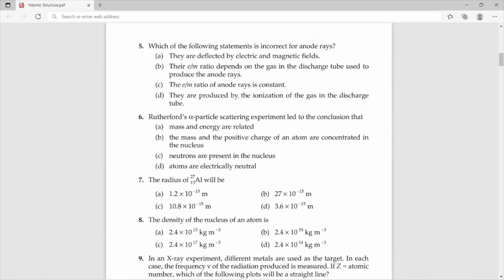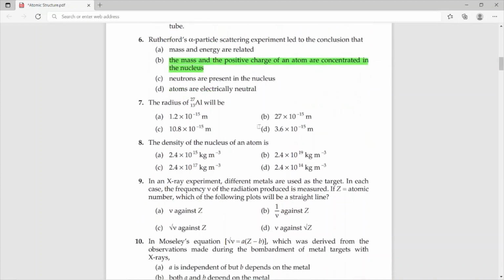The fifth question is: which of the following statements is incorrect for anode rays? The right answer is option C, the charge by mass ratio of anode rays is constant. The sixth question is: Rutherford's alpha particle scattering experiment led to the conclusion that the mass and the positive charge of an atom are concentrated in the nucleus. So this is the right answer, option B.